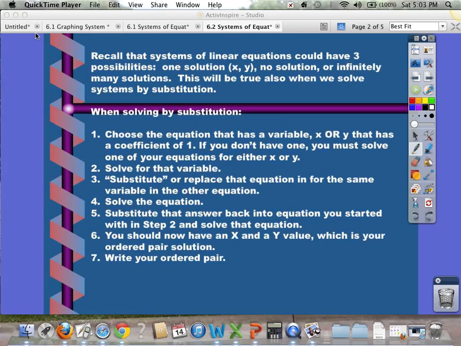When you're finished with all that, you will have an x equals and a y equals value, which is your ordered pair solution, which is that intersection. When we were doing graphing, that's your intersection. All right, so then you're going to write your ordered pair. When we get going on these examples, you'll see what we're talking about.